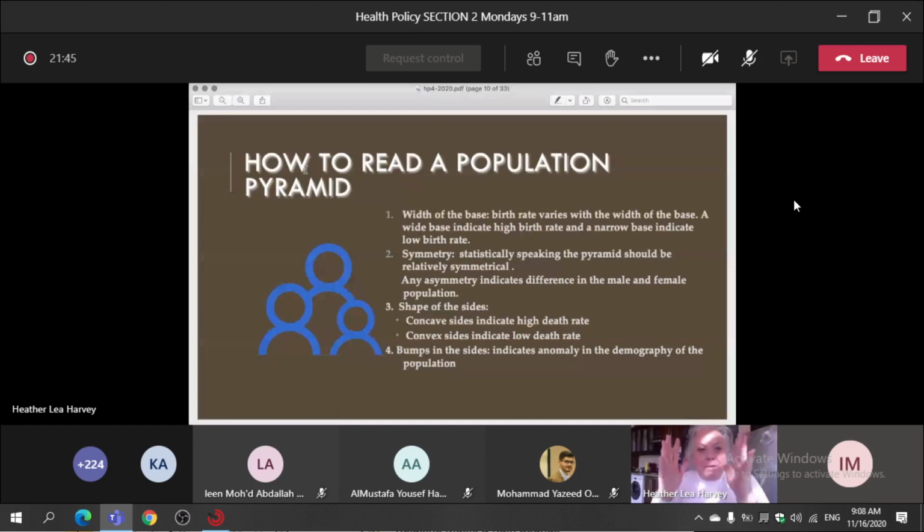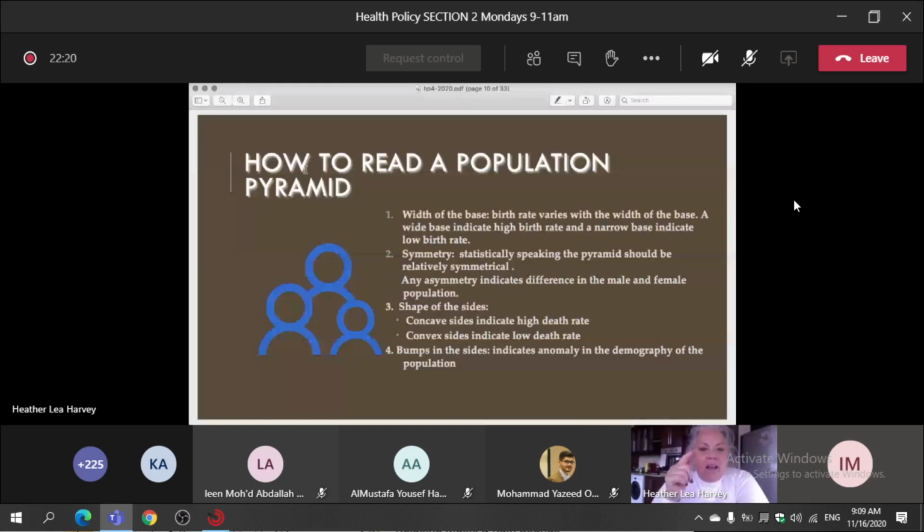Typically, point number 2 here talks about it being symmetrical, which means what? It should look kind of similar on both sides. When it doesn't, it's showing us different things. It could show a natural disaster. It could show migration. It could show war. In the Russia example in your video, the change of male population to female at one age range is the result of a previous war and as they've aged. So we look at that symmetry.